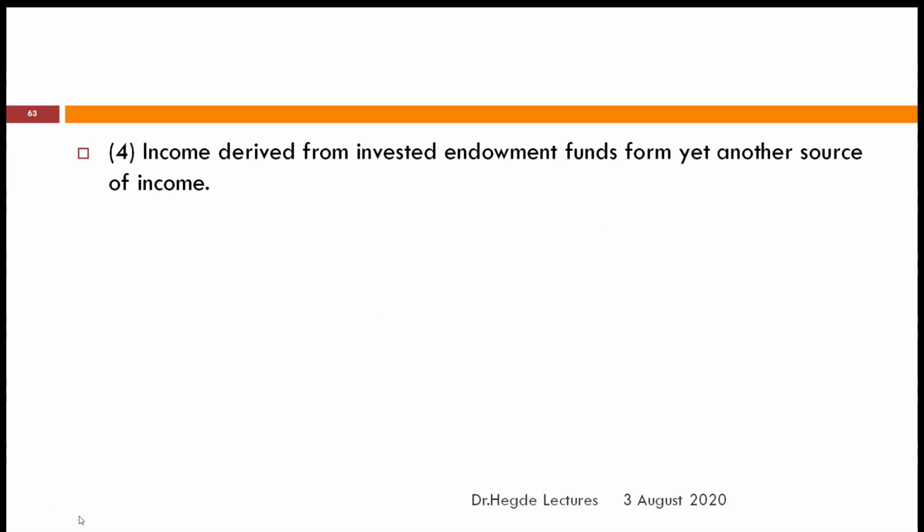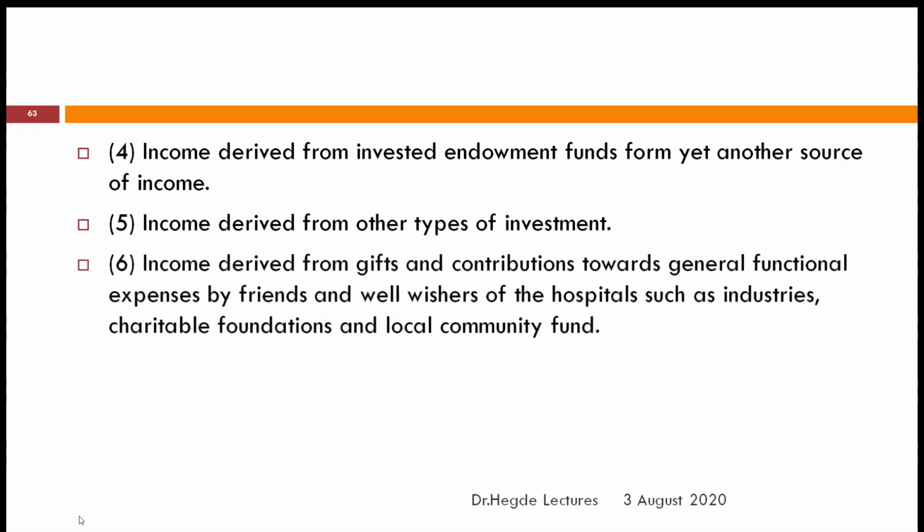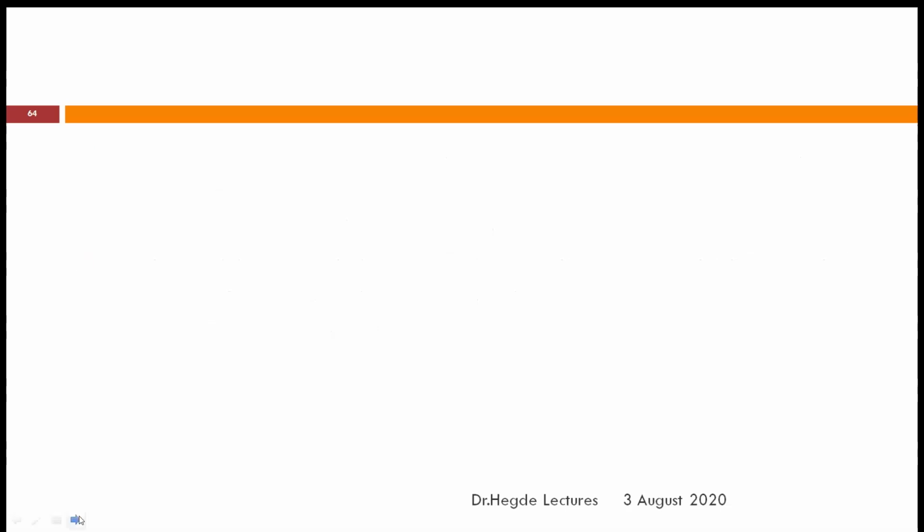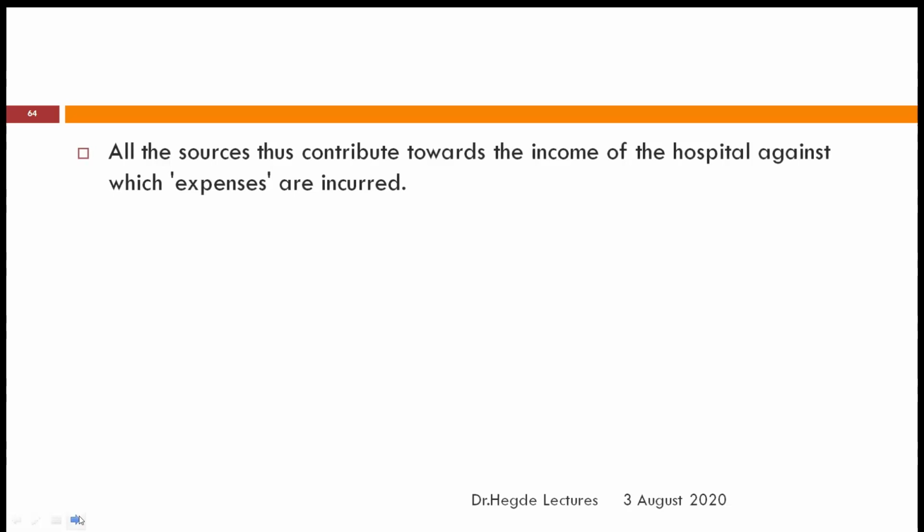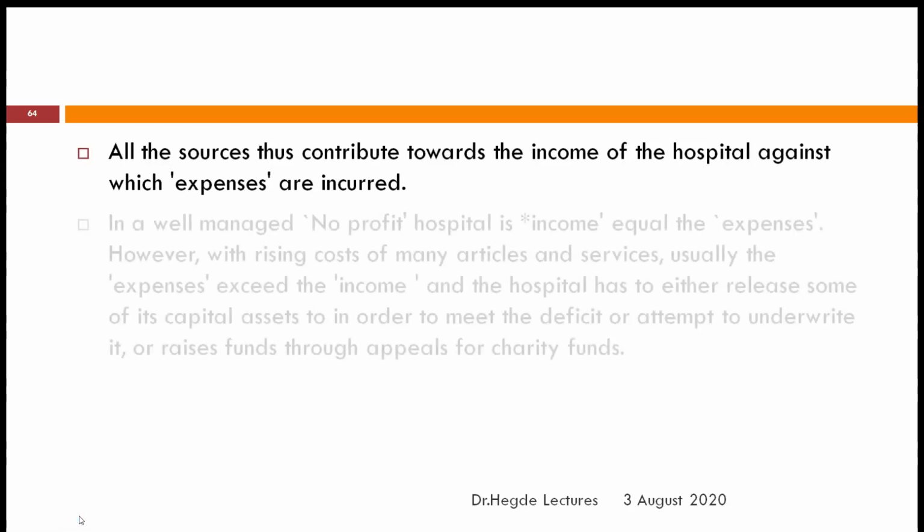Income derived from invested endowment funds is yet another source of income. That may be another type of income. Endowment funds. Income derived from other types of investments. Income derived from gifts and contributions towards general functional expenses by friends and well-wishers of the hospitals, such as industries, charitable foundations, and local community funds. All the sources thus contribute towards the income of the hospital against which expenses are incurred.